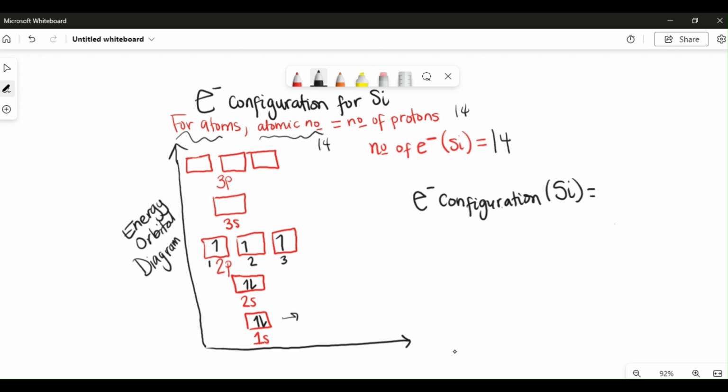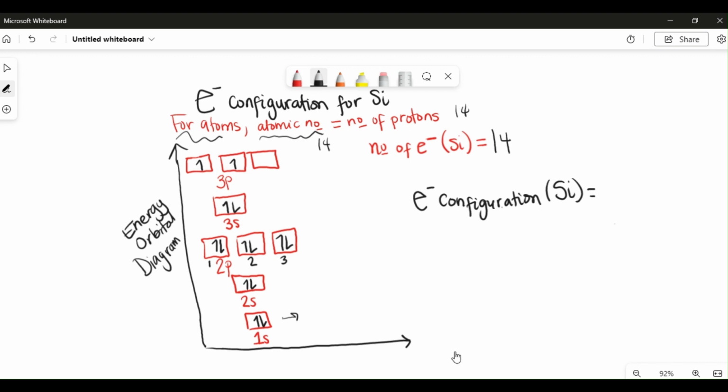Now we can pair up. So we have 8, we've got 9, we've got 10. 10 electrons filled up, we have 4 left. And then we can say 11 and then 12 and then 13 and then 14. So in this case, I'm also filling up each box before pairing them. But we've used up all 14 electrons, so we're done.